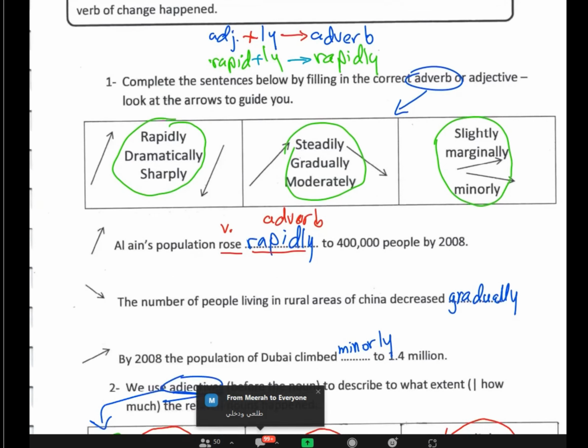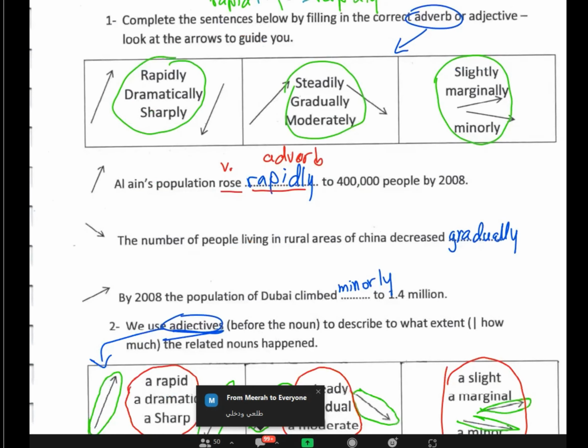So here we need an adverb. As we said, the adverb describes the verb. You remember that? The adverb describes the verb. So the adverb comes after the verb. You cannot say Al-Ain's population rapidly rose. No. It's correct in meaning, but in grammar it's not. It doesn't sound grammatically correct.